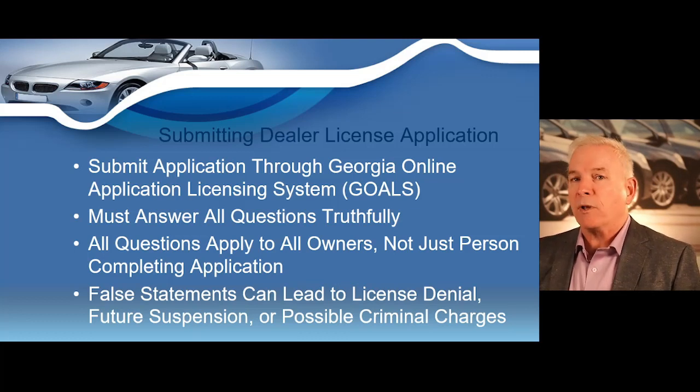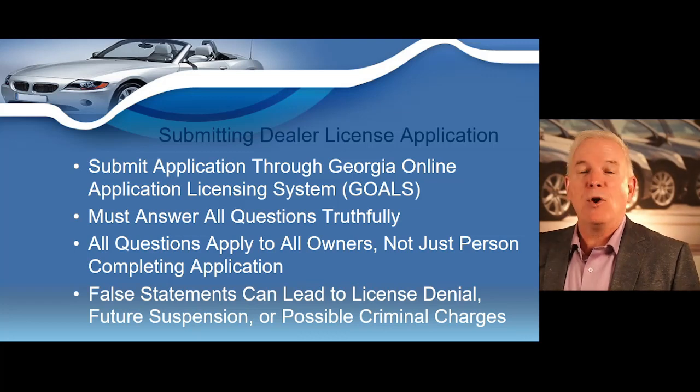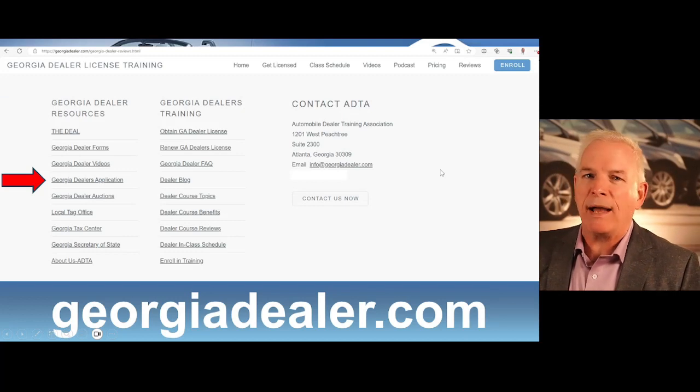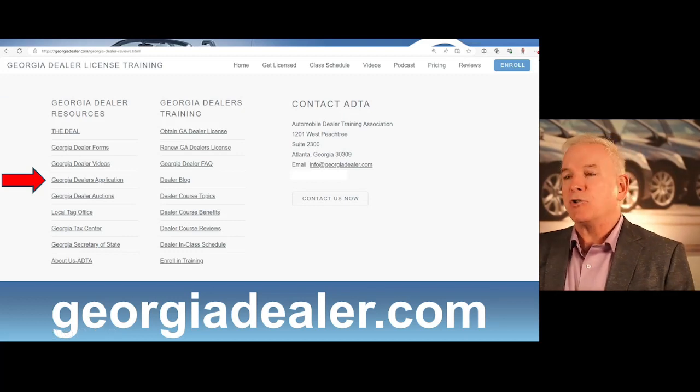Well, now the Board of Used Motor Vehicle Dealers wants you to apply for your dealer's license through the Georgia Online Application Licensing System, and I'm going to show you how to do that right now. So how do we find it? First of all, an easy way is to go to georgiadealer.com, and on any page, you can just scroll right down to the bottom of any page and click on Georgia Dealer's Application.